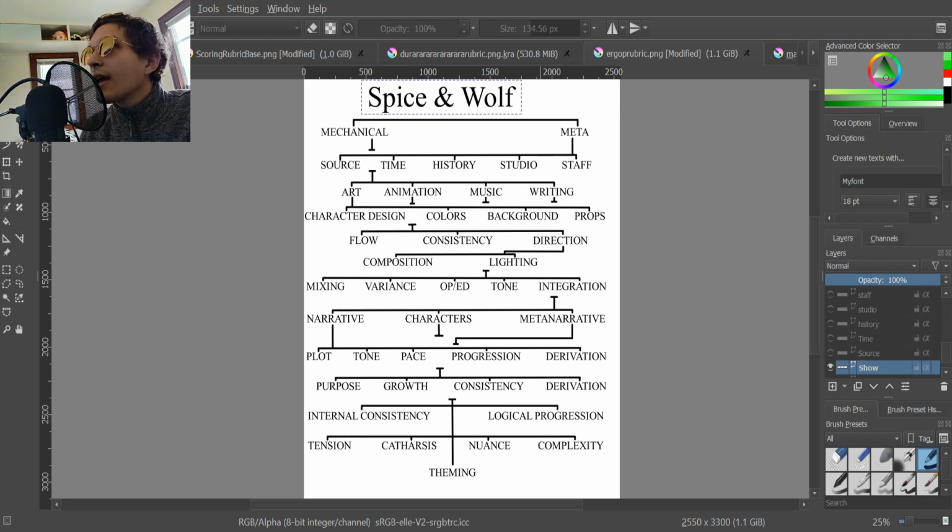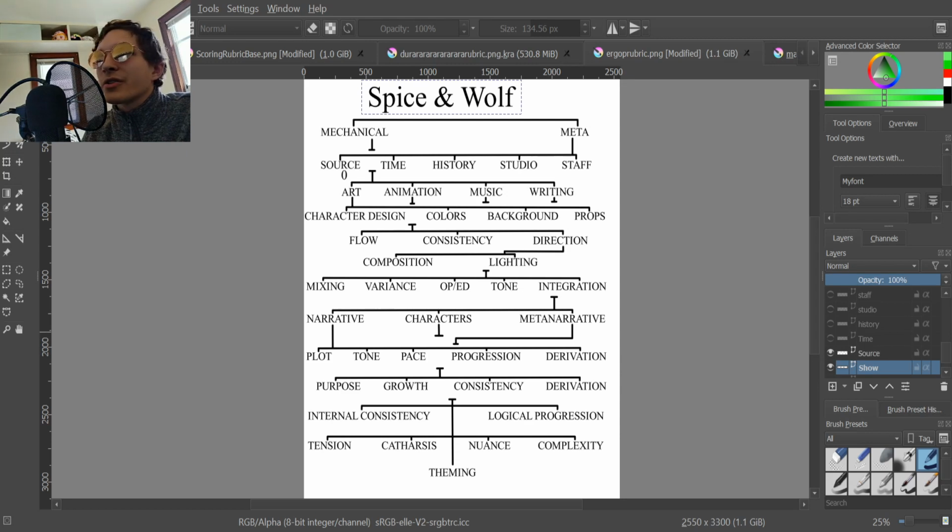So we're going to see where Spice and Wolf ends up falling on the rubric, as it is my favorite show. But I'm going to be completely honest with all of our scores as we go through this. So let's get down to it. So, source. Now I'm going to pull up the numbers for all of these. I've been using the same sheet as I've gone through, so you're going to see scores pop up, and then I'm going to change them to what I actually think.